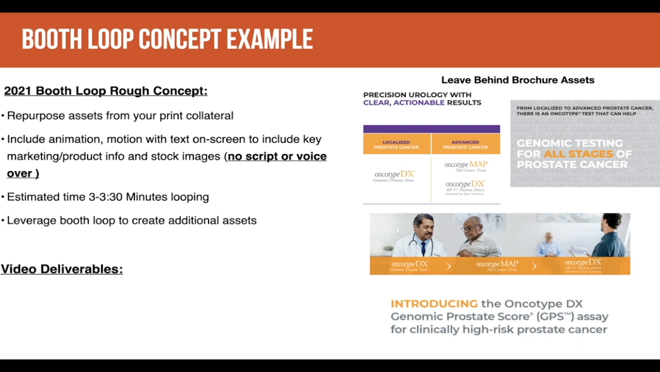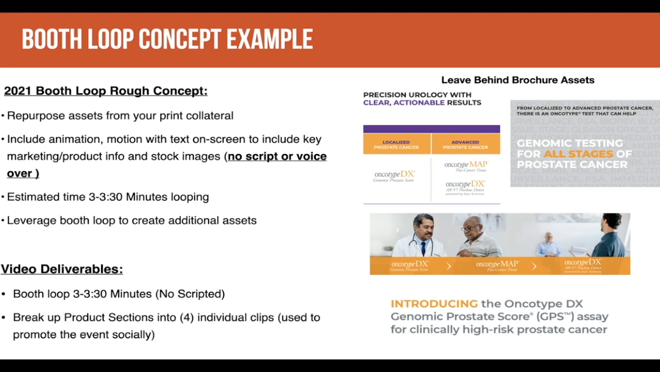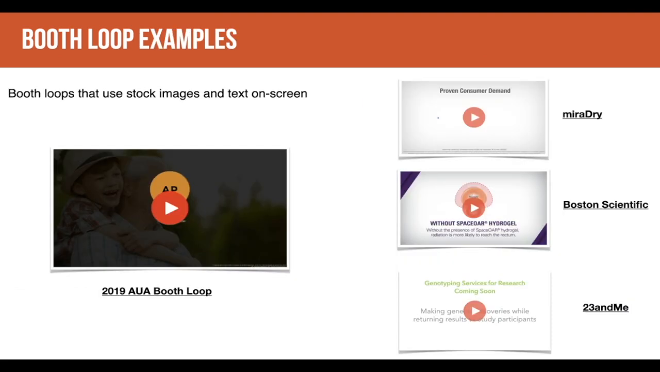But the other thing is we enable this to, again, not have a script. And then again, when I was talking about creating additional assets, let's say, for example, you have 4 different solutions or 4 different products. You can break those off into individual clips that you can use to promote the event socially as well. And again, this is just a way to repurpose your booth loop.